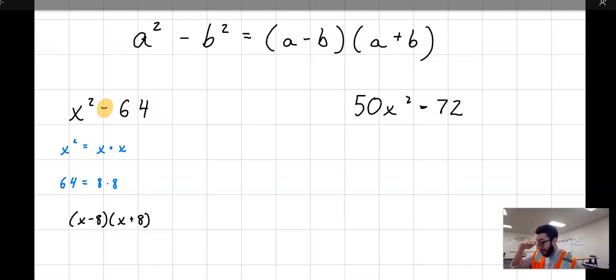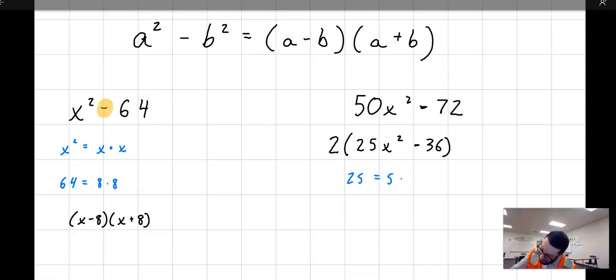If you look at my second example, well, 50 is not a square, and neither is 72. But I can factor out a 2, because if I factor out a 2, 50 divided by 2 is 25, so it's 25x squared, minus 72 divided by 2 is 36. Now you'll see, well, 25 is a square, right? Because 25 is 5 times 5. X squared is a square because that's x times x. And 36 is also a square because that is 6 times 6.